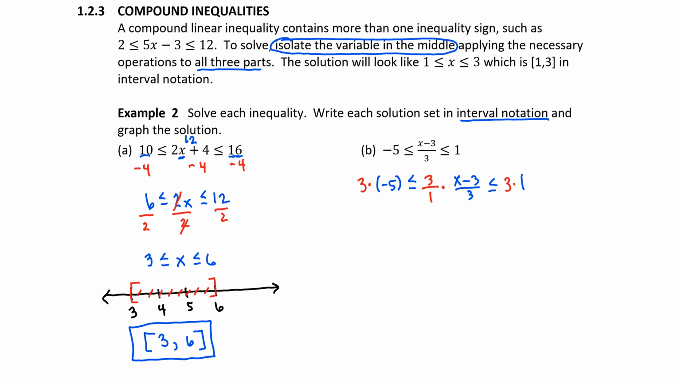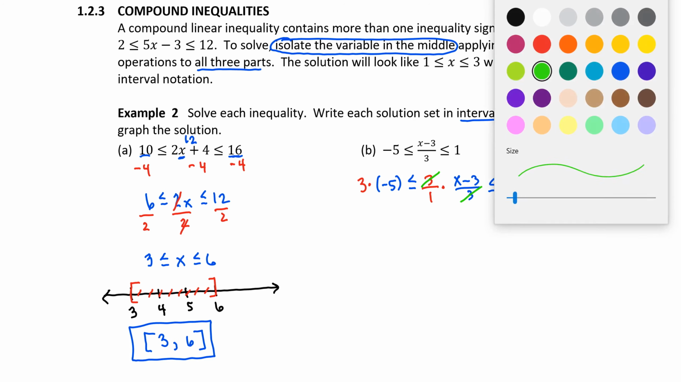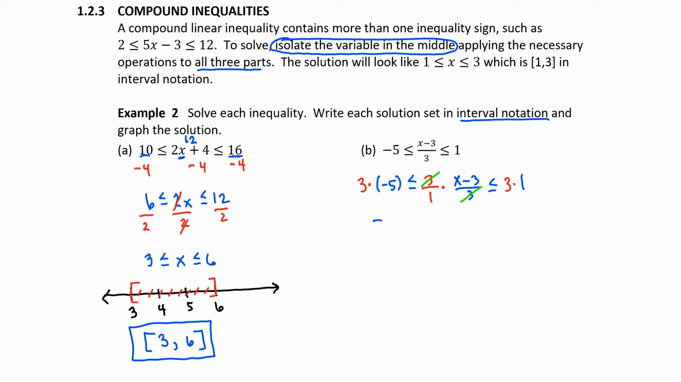We're multiplying all three parts by 3. We can see the 3's cancel in the middle, and we end up with negative 15 less than or equal to x minus 3 less than or equal to 3. Our goal now is to get x by itself in the middle, and we can do that by adding 3 to all three parts. Negative 15 plus 3 gives me negative 12. And 3 plus 3 gives us 6.